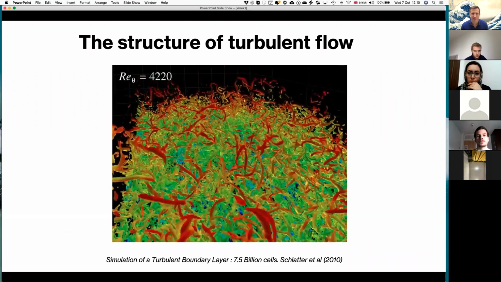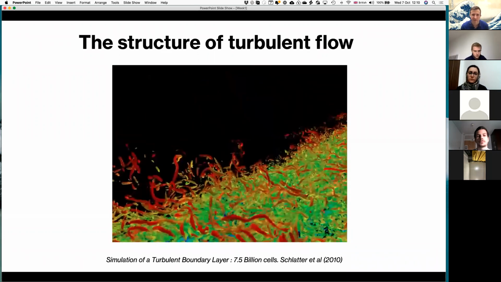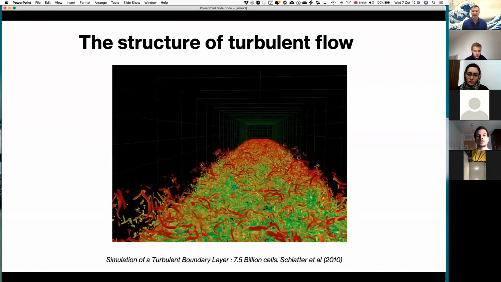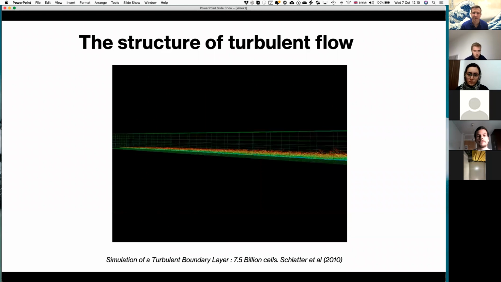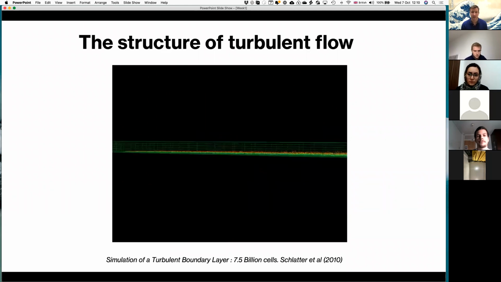And what is really striking is the intricate detail of the structure of the turbulence. And this was run on one of the largest supercomputers in the world. It took up the entire facility for several weeks, and it was seen as a really fundamental science investigation to really understand in detail a turbulent boundary layer.